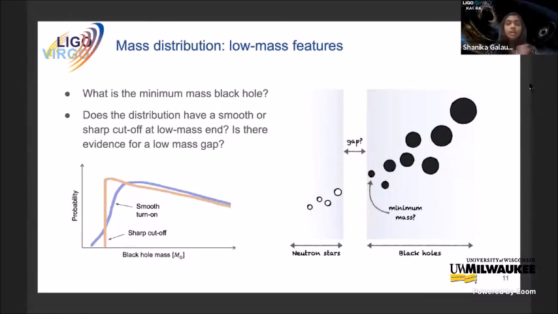And features like this may give us hints as to whether there's a low mass gap. So looking at the cartoon on the right, this low mass gap is the possible gap between the most massive neutron stars and the smallest black holes. So by determining the minimum mass of a black hole and the shape of the distribution at this low mass end, we can start resolving this structure at the low mass end. So that's one end of the distribution. So what about the high mass end?